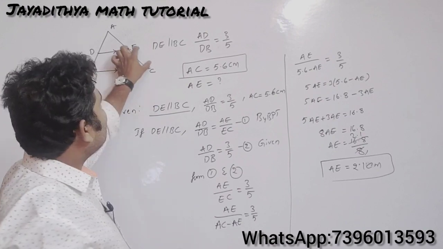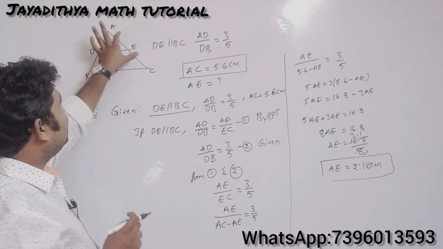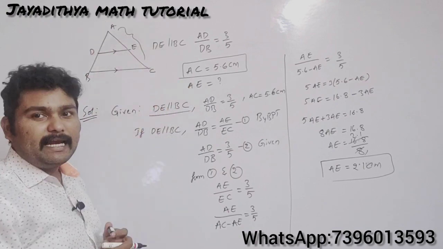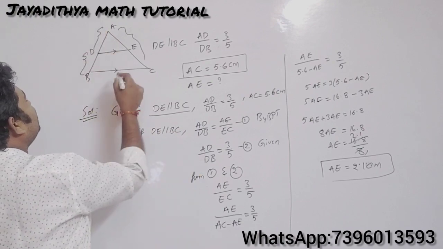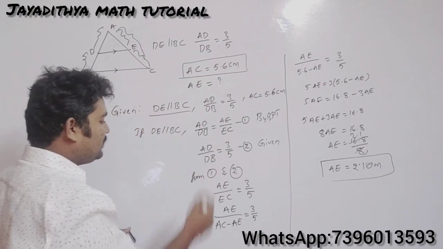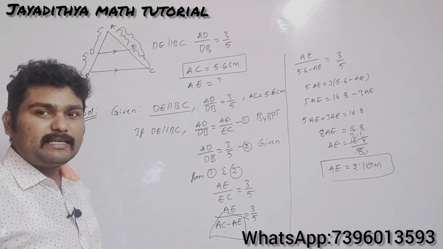Is he giving the parts or the complete side of a triangle? You should observe that one. Clear now? Here he has given AC, which means he has given the complete side. In the previous case, we had only the parts: AD, DB, AE, and EC. But this is a different problem. That's why here we have mentioned EC as AC minus AE.